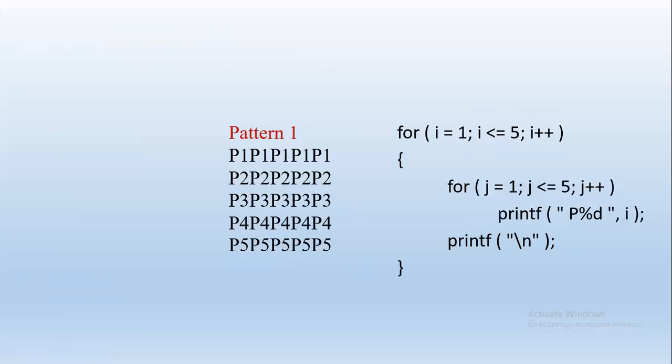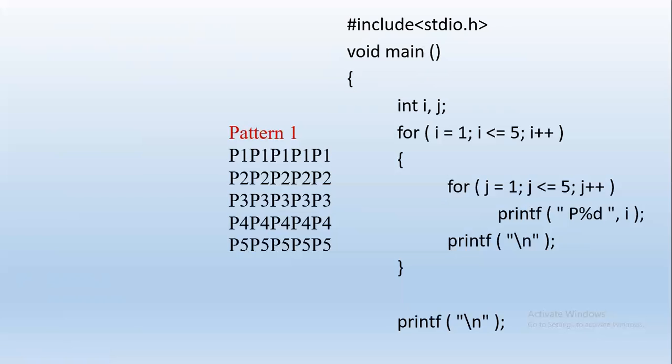So in this case, we have the nested for loop. This is the logic for printing the pattern. Once we know the logic, we will just add the required variables, that is, declare i and j as integers, and then we have the starting header file and the main part, and then we have a \n so that we can print the second pattern after a new line. So this is the first part of the program for pattern 1.